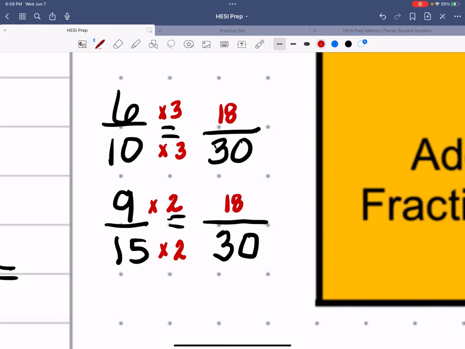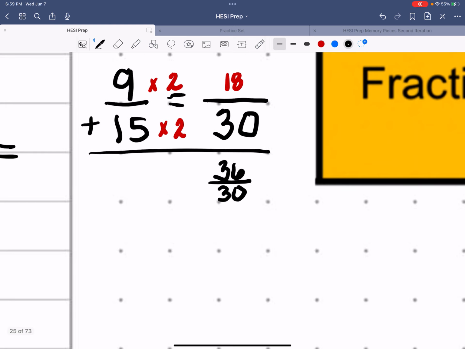Now, if we were comparing these, they would be equal. But we're not. We're adding them. So we end up with 18 plus 18. That's 36. And we keep the 30 on the bottom. But do you see how this is top heavy? It's improper. We need to go ahead and simplify that. So the first thing I'm going to do is bubble it and reduce it. I'm going to reduce by 6. 6 into 36 is 6. 6 into 30 is 5.